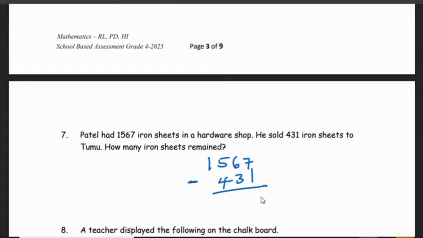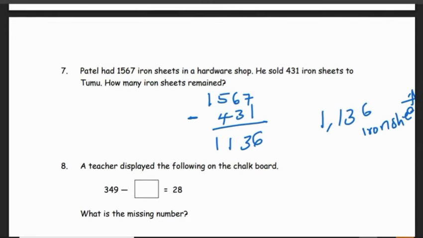7 minus 1, that gives us 6. 6 minus 3, that is 3. 5 minus 4, that is 1. And we have the 1 there. And therefore, our answer is going to be 1,136 iron sheets. Let's see the next question.